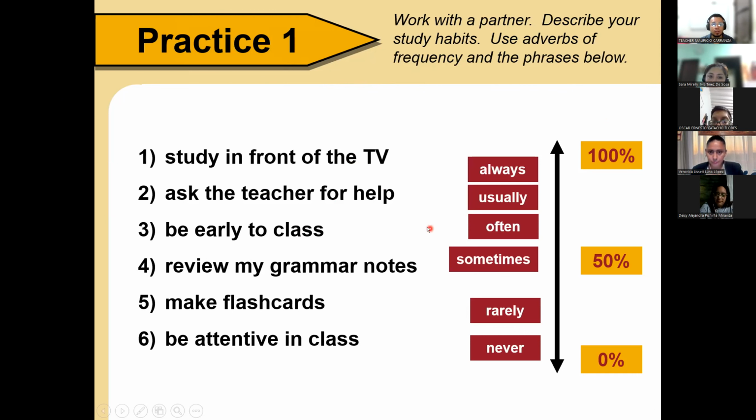Ask the teacher for help. Okay. I usually ask the teacher for help. Very good. I usually ask the teacher for help. Nice, thank you, Sarah. The number three, we have be early to class.